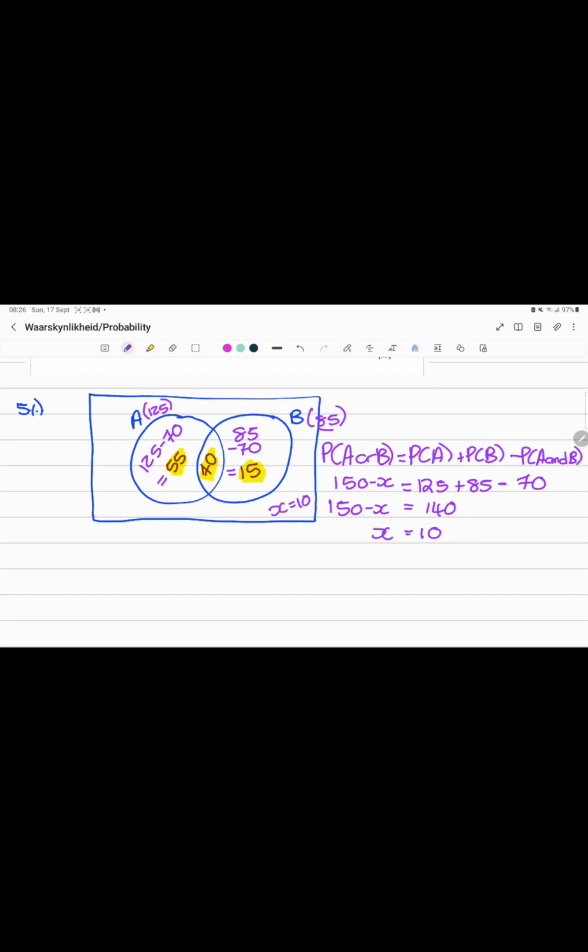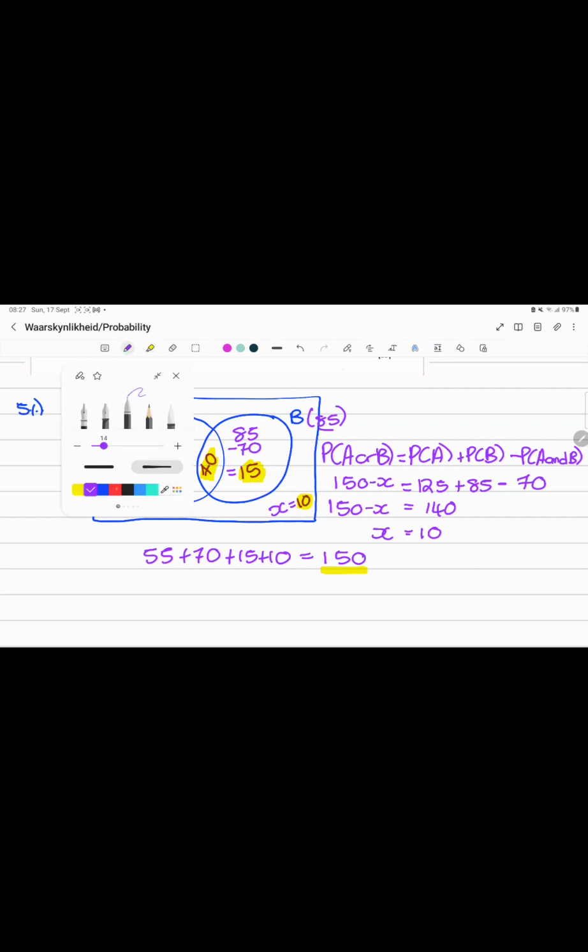If you take all of your values now, which are your 55, your 70, your 15, and your 10, it has to give you your total of 150 again, and we can quickly test it. 55 plus 70 plus 15 plus 10 in fact gives me 150. So this is just a way to check if you're doing it correctly. Now let's look at the next question.